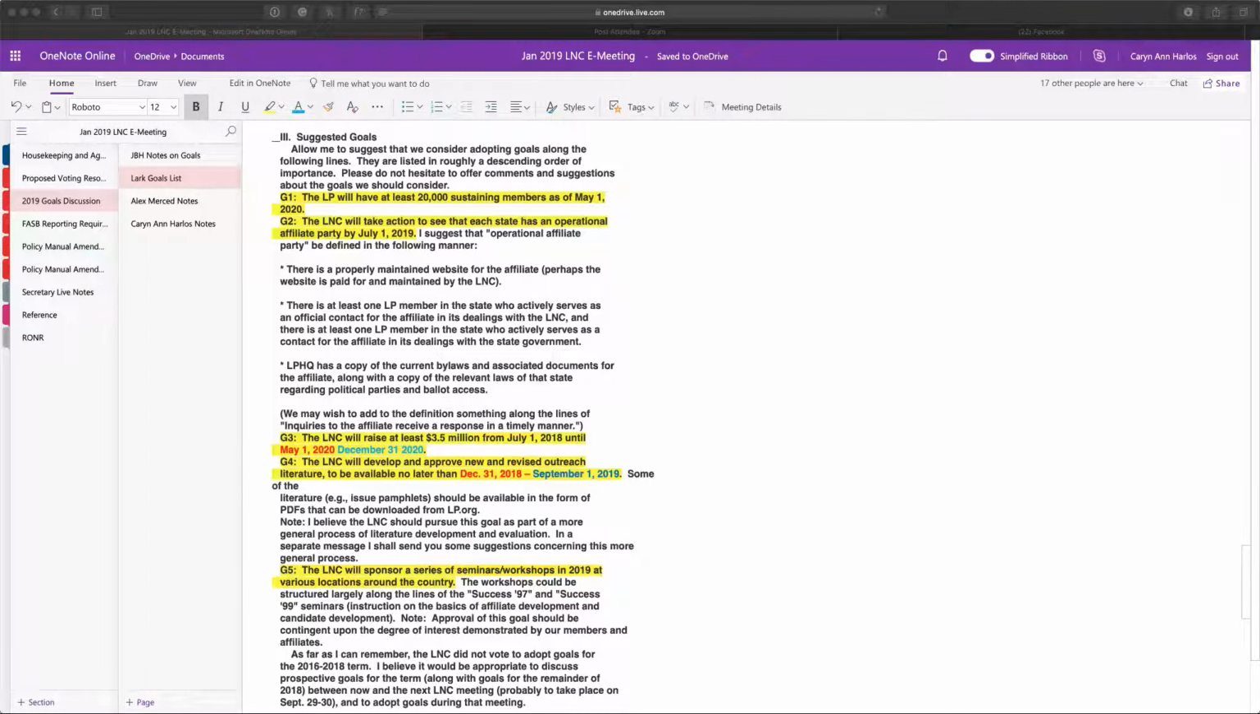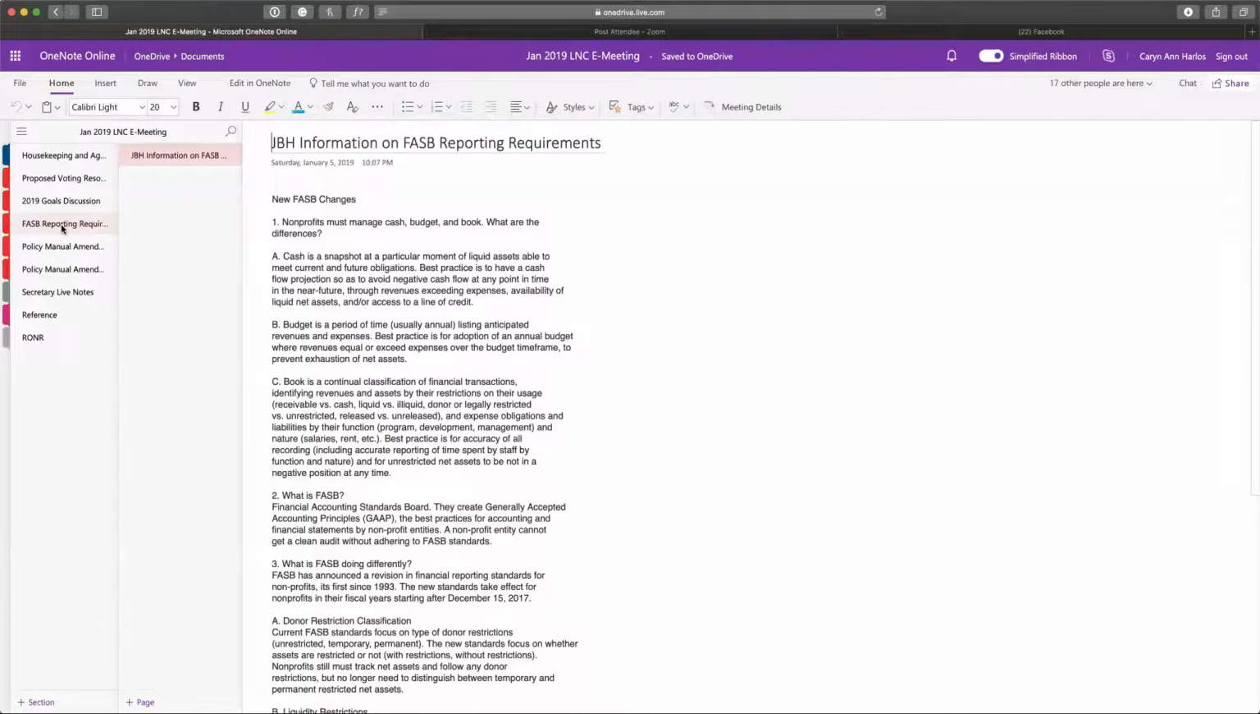Those are cash flow statements, which monitor cash; budgets, which monitor revenues and expenses; and statements of financial position, which monitor assets and liabilities. I sent a document by email, and it looks like the secretary has created a tab in the OneNote, which goes into more detail on it. The ones that really jump out for our purposes, that I think everybody should be aware of, are the changes in standards on liquidity restrictions.